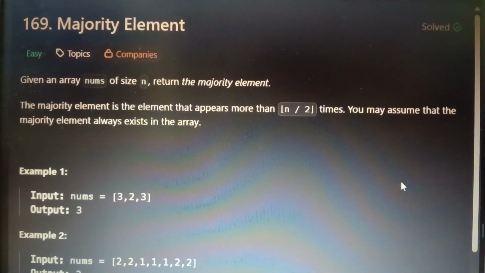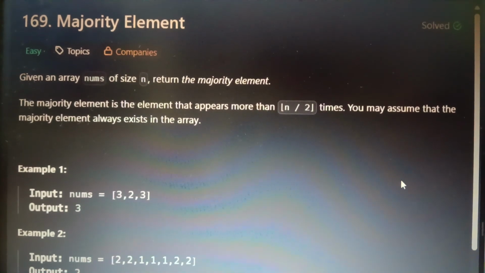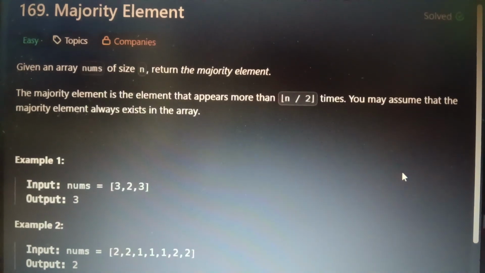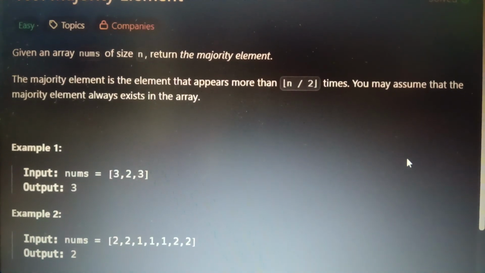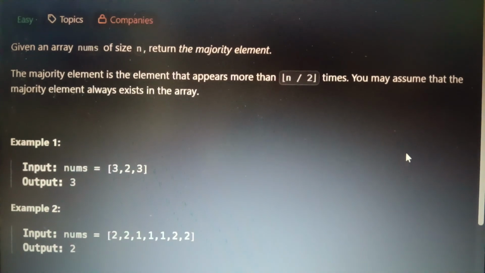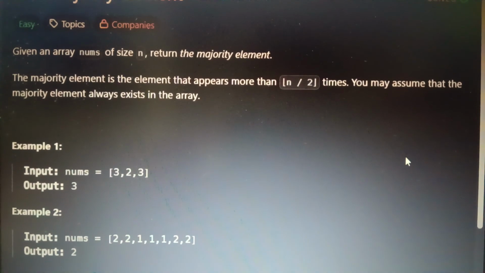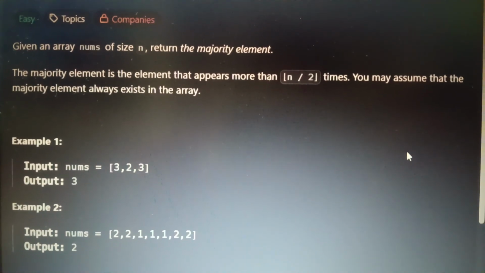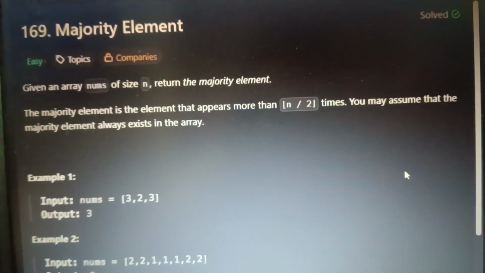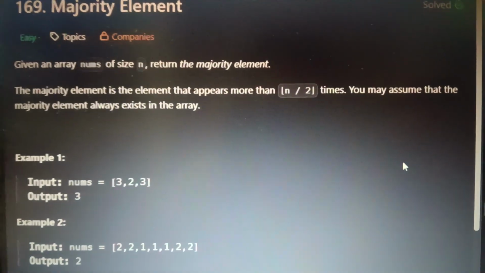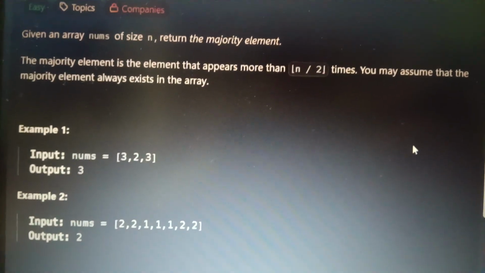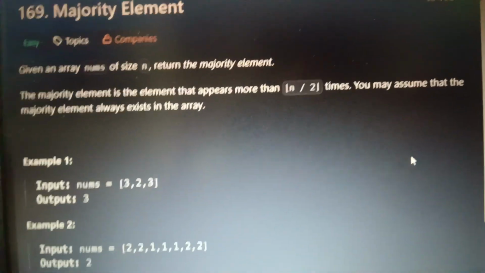In question number 169 they are saying that they have given us an array nums and they are asking us to find the majority element. Here what do they mean by majority element? They mean that the element which repeats for more than half of the times is the majority element. For example, here this is the nums array that they have given us, 3 2 3, and in that what gets repeated for more than half of the times is 3, right? So the majority element is 3.